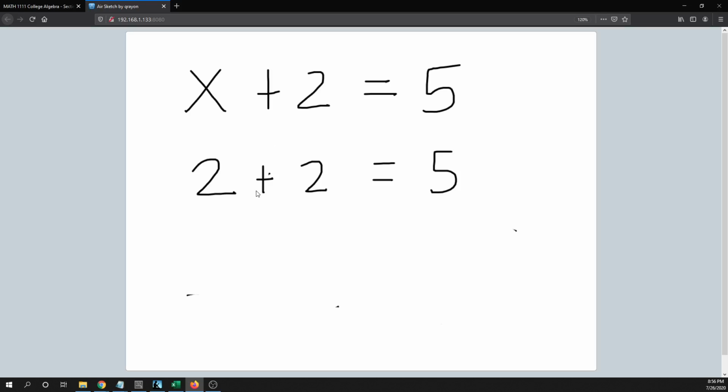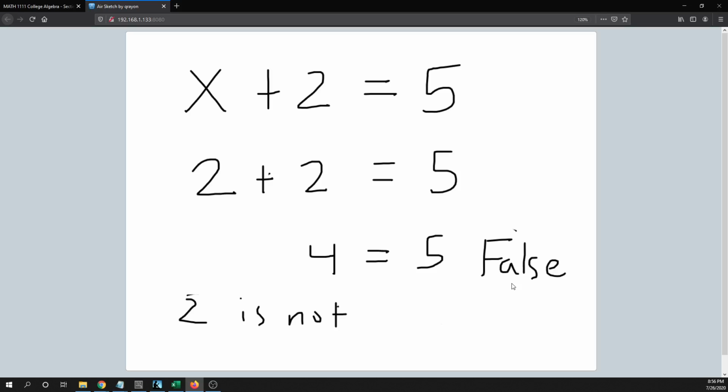That's something that's either unequivocally true or false. Here, 2 plus 2 is 4, so this statement is 4 is equal to 5, which we know is false. That is a false statement. So the conclusion is that 2 is not a solution of this equation x plus 2 equals 5, okay?